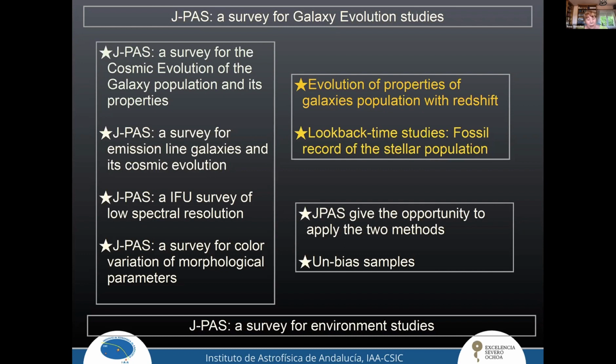On top of that, this is a perfect survey for environment studies, because we expect it to cover a lot of area in the sky. That means we can sample the filaments in the cosmic web, where there could be clusters of galaxies and groups, but we can also pick galaxies in more isolated environments. So we can study the role of the environment in the evolution of galaxies.